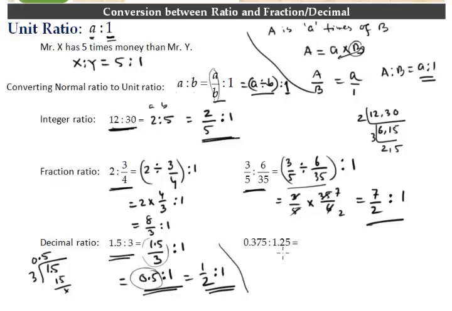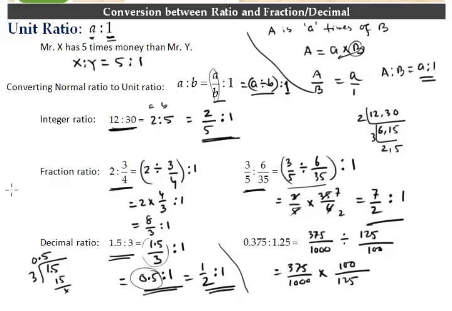Let us do this part. First we need to simplify this ratio into a fraction. So 375 divided by 1000 for this ratio, and this ratio is 125 divided by 100. Then if we simplify them, it is 375 divided by 1000 times 100 divided by 125.